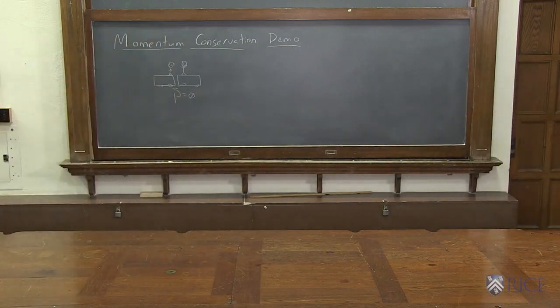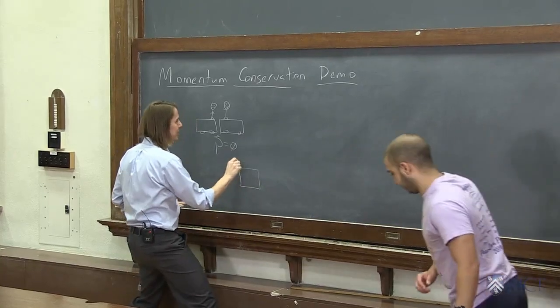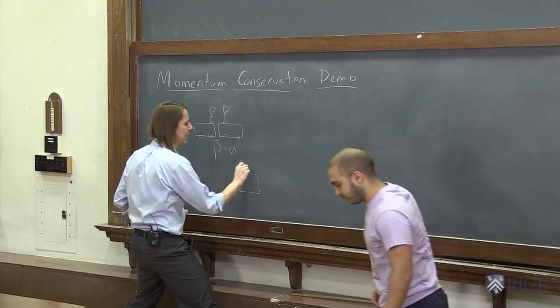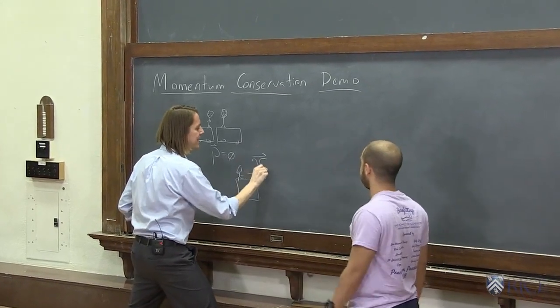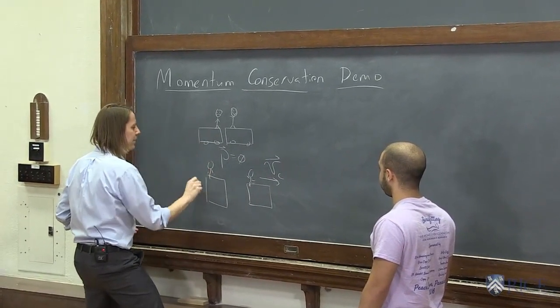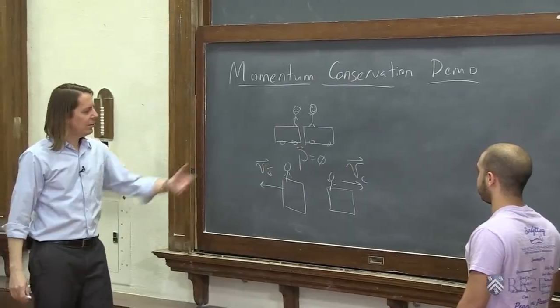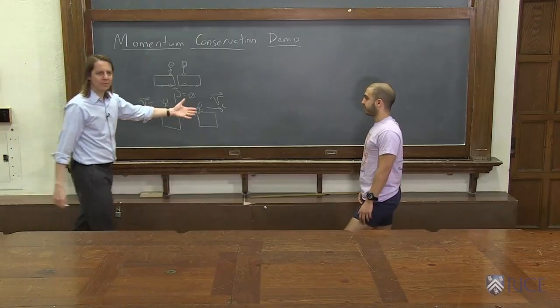All right. So after we pushed, we both started moving. Right? We got a velocity. So Sina is going this way with what we'll call V Cena, and I am going this way with what we'll call VJ, V for Jason. Now, it looks like we've created momentum. It looks like we forgot to conserve momentum.